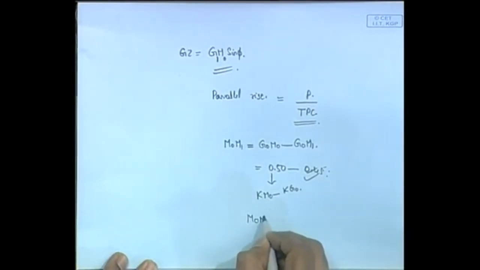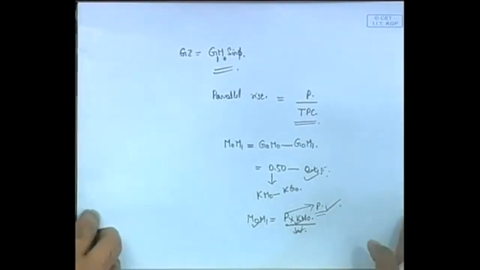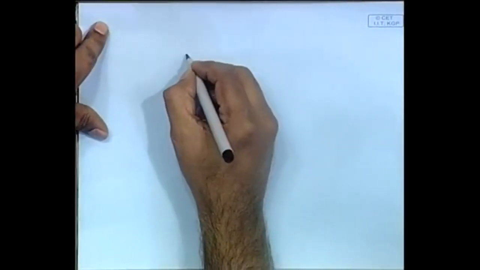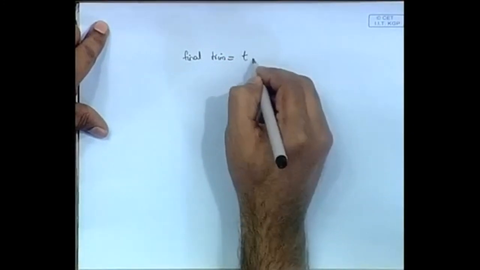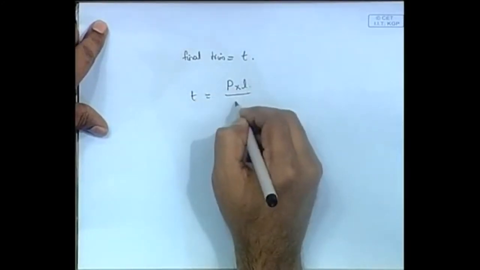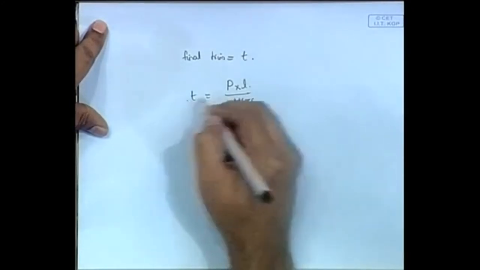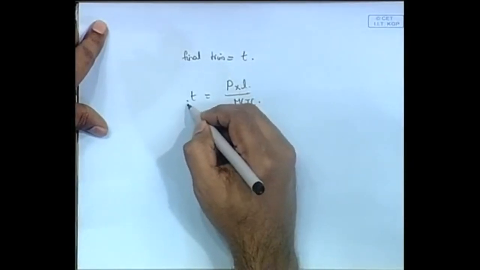Then we use the formula M0, M1 is equal to P into KM0 divided by W. Now here we know M0, M1, W, KM0. So, you find out P. So, we know P now. Now, we are finding the final trim. Let us assume it is T, then T is equal to P into L by MCTC. From this, P is known, L is known, so you can find the final trim.